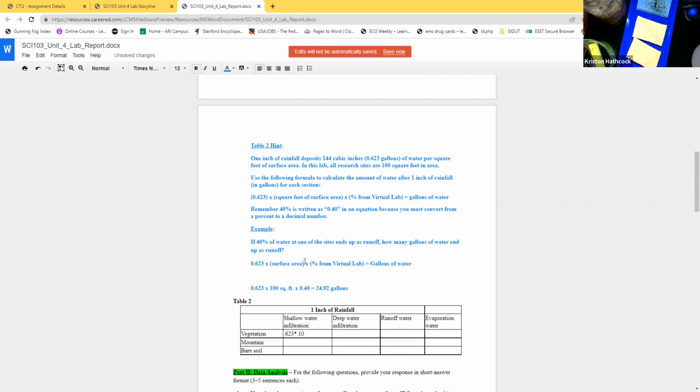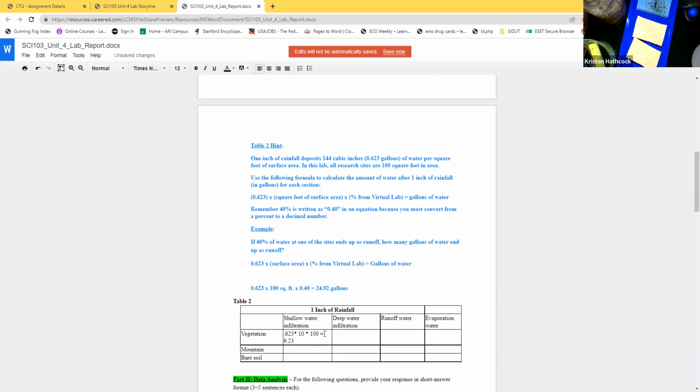And the surface area, so if you read up above, you went over research sites that were 100 square feet in area. So you're going to multiply that by 100 square feet. And so when you take care of it and you do all of the units, you end up with gallons of water. So 0.623 times 0.10 times 100 ends up being 6.23 gallons. And you're going to do that for each one of these. So you'll have to do the same thing here, the same thing here, the same thing here.